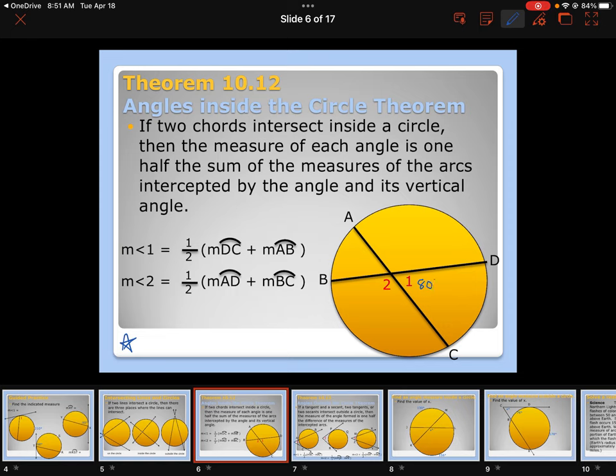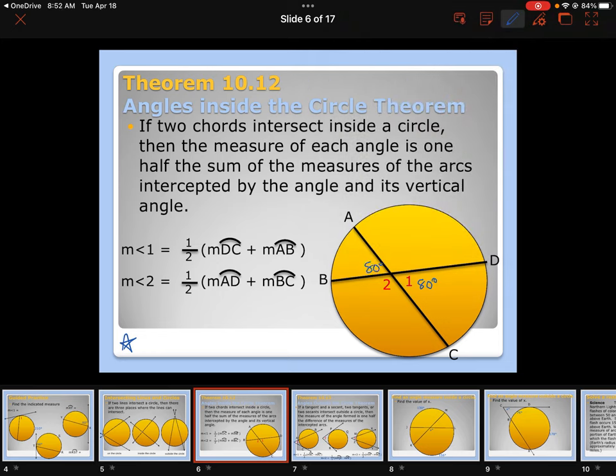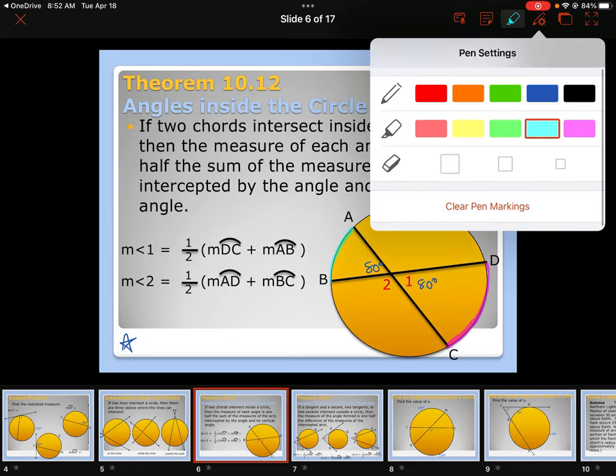I'm going to say that angle 1 is 80 degrees. Its vertical angle is obviously 80 degrees also. Now that 80 is an average of the arc that corresponds to it and the arc that corresponds to its vertical angle. So if you had that blue arc and that magenta arc measure, you would add those together, divide by 2, and you would end up with that 80. That's what that means. Okay?